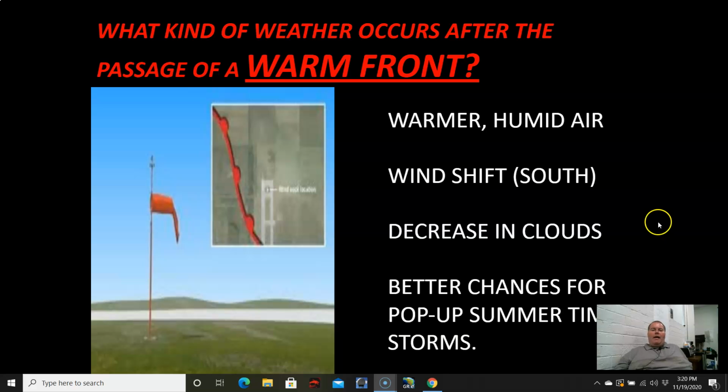So, what kind of weather occurs after a warm front passage? Normally, warmer air, more humid. The winds will usually shift to the south. You may have a decrease in cloudiness. And then when you get into the summertime, it may increase your chances of thunderstorms.